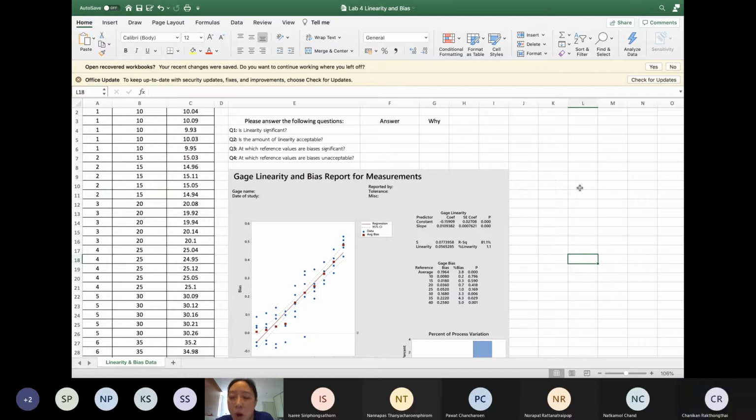Okay, come back to what Isuri said. Isuri talked about the R square value, right? In this case, what is the R square value again?